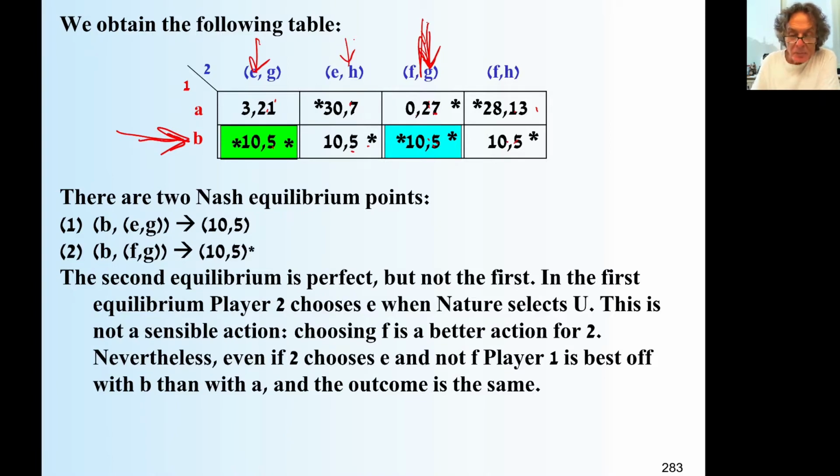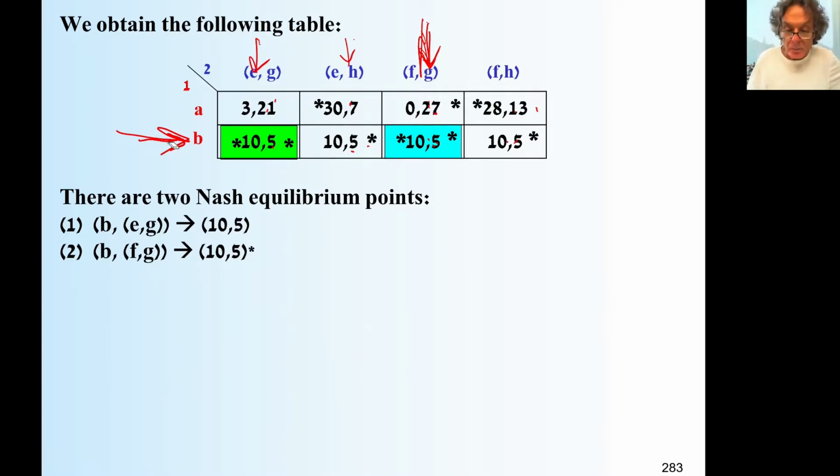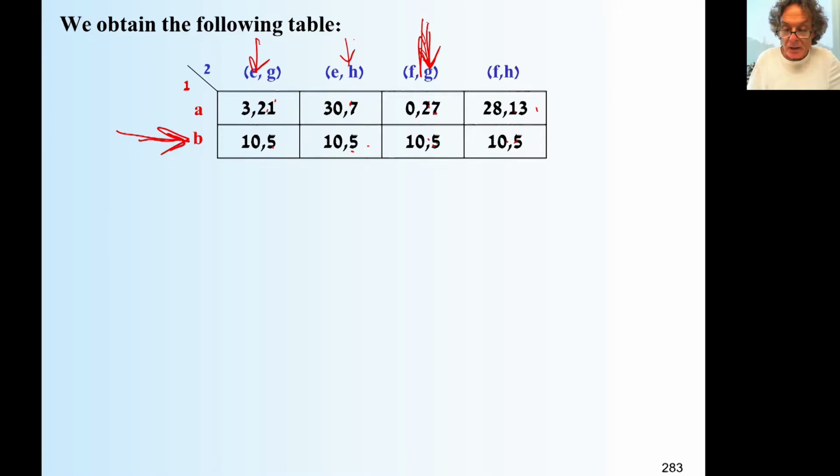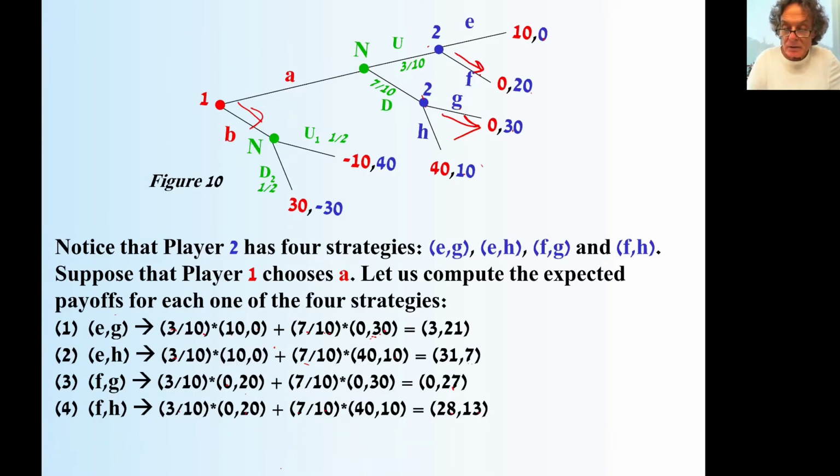In the first equilibrium, what is the first equilibrium? EG and B. Okay, let me go back. EG and B. E, G, and B.